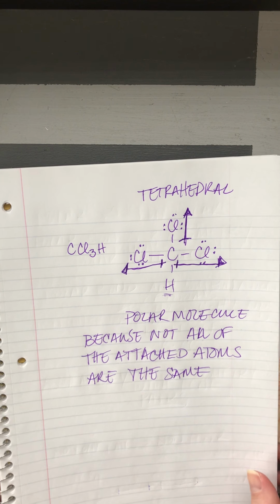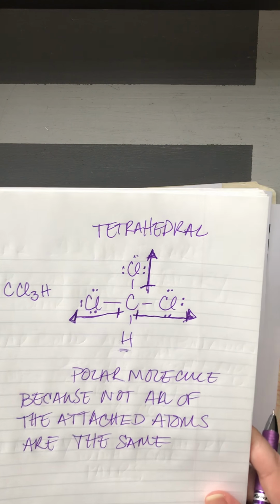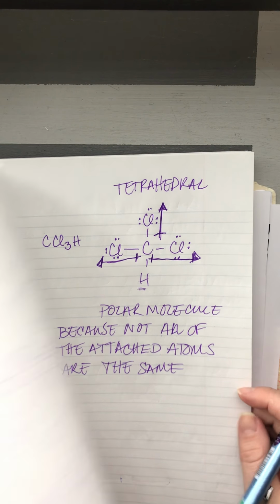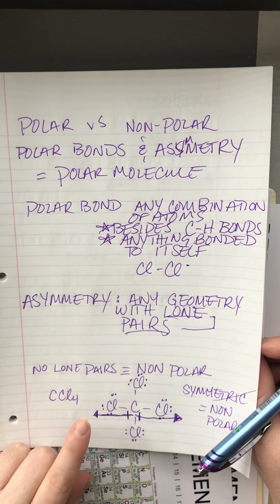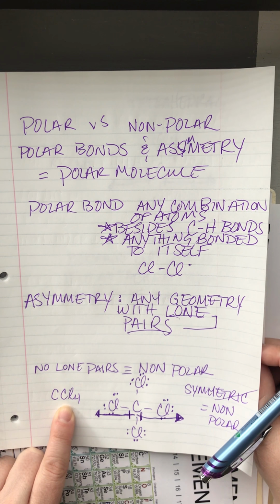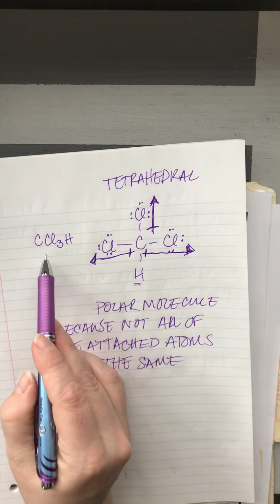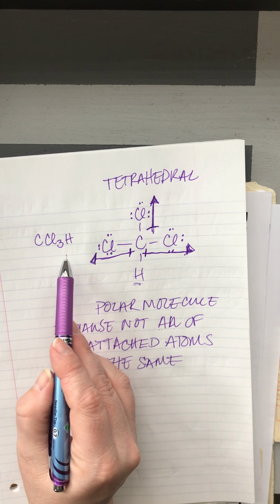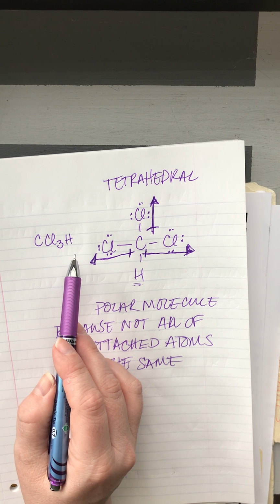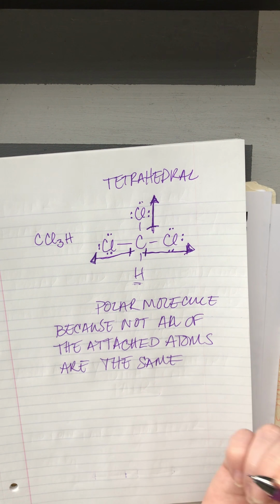So just a reminder, in our previous molecule, we had 4 chlorides attached, all the same atom. Now here, we don't have all the same atoms, right? So when you don't have all the same atoms around the central atom, then you create asymmetry.